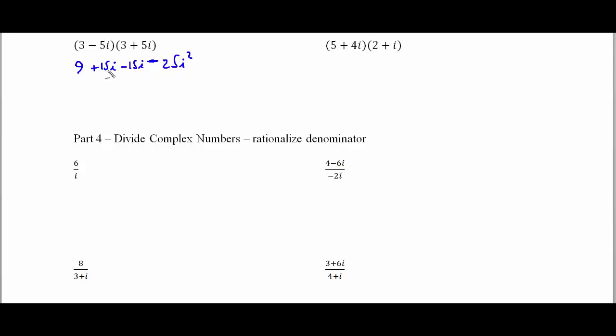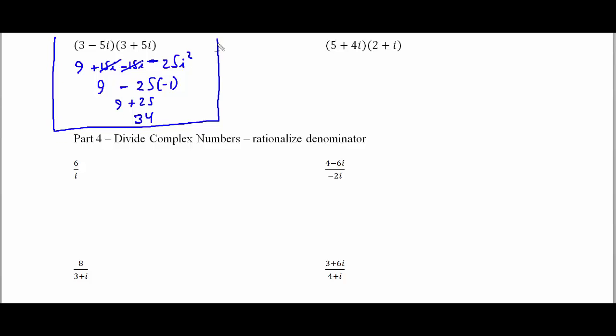Now, when I start simplifying this FOIL problem, you'll notice that my O and my I simplify to 0, which leaves me with 9 minus 25i squared. And the minus 25i squared is like minus 25 times negative 1. So it's 9 plus 25, because negative 25 times negative 1 is positive 25. So my answer is 34. Now what's really cool about this is that this problem here has absolutely no i left over.